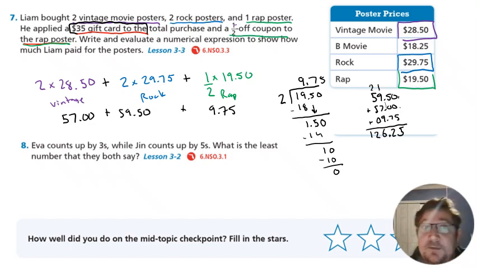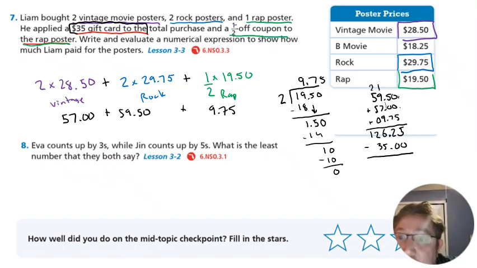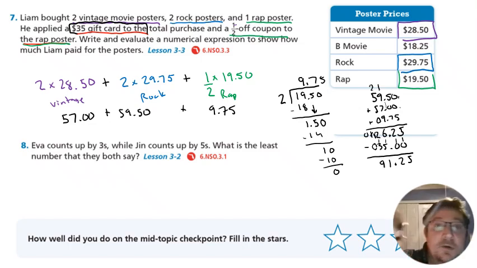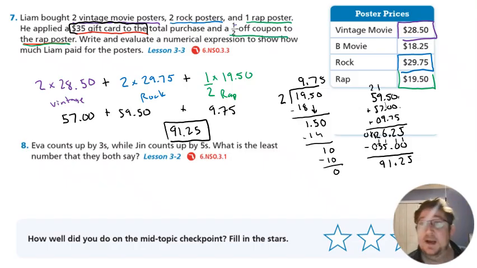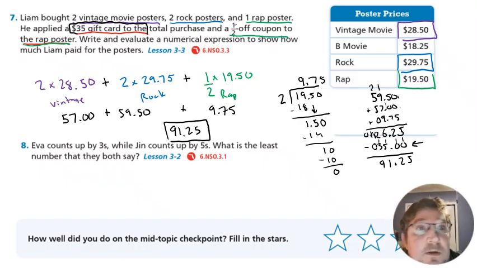So if we subtract $35 for the gift card, we find out how much cash he paid for it. So we're going to subtract the $35 from $126.25. Remember, we have to line everything up. The hundredths, the tenths, the ones, the tens, the hundreds. All right, 5 minus 0 is 5. 2 minus 0 is 2. Bring down the decimal. 6 minus 5 is 1. And 2 minus 3 is too big. So I borrow 1 from the hundreds. And 12 minus 3 is 9. So in total, Liam spent $91.25 in cash, including his half-off coupon and including his $35 gift card.